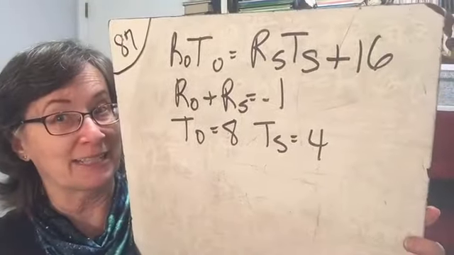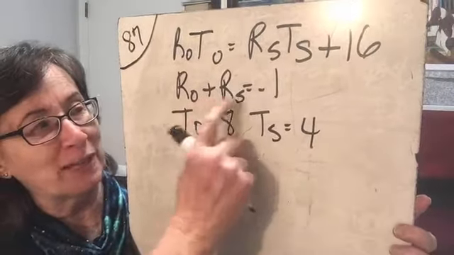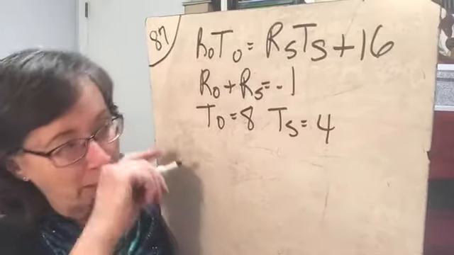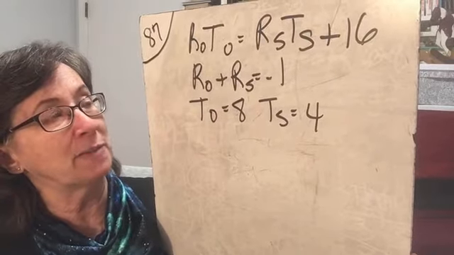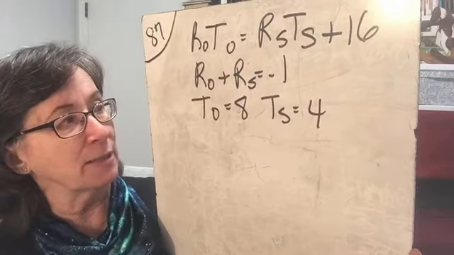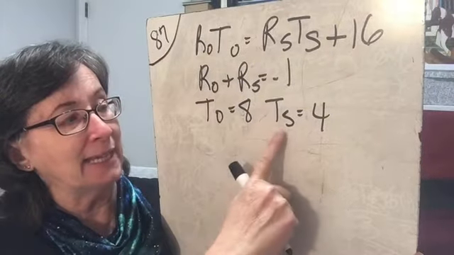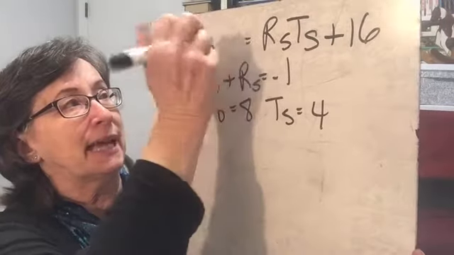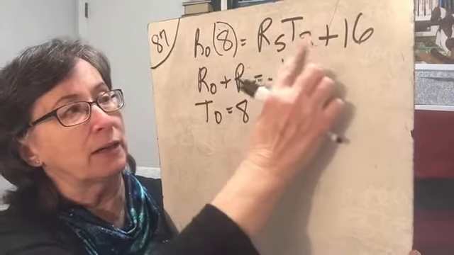Okay, here is a practice problem. So I want you to do this one by yourself. Now notice that we have R_O plus R_S is -1. Okay, so we have a negative number in our equation, but that's okay. We've got R sub O times T sub O equals R sub S times T sub S plus 16. And R sub O plus R sub S is -1. We're given that T sub O is 8 and T sub S is 4. So let's go up here. T sub O is 8 and T sub S is 4.